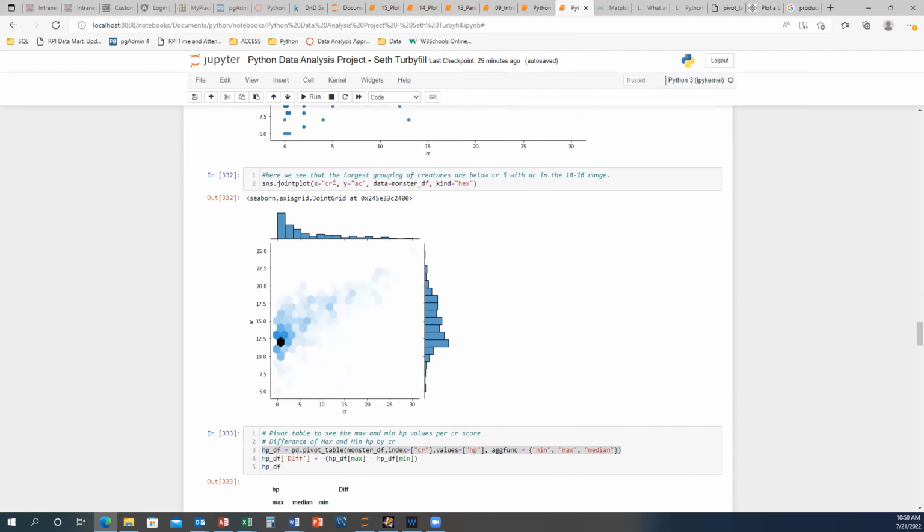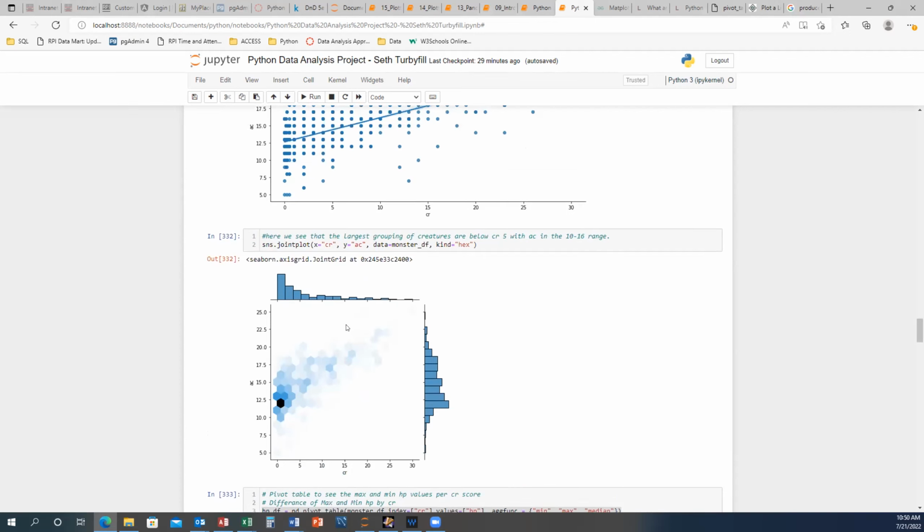I thought it'd be interesting to do one of these hex grids, because it would show the majority of creatures, the things that are colored the most, are a little below 0, because we have those 0.25 challenge rating things. So they're all below 5 and between 10 and about 16 AC. There's not a whole lot of stuff outside of that. Most things exist within that range.